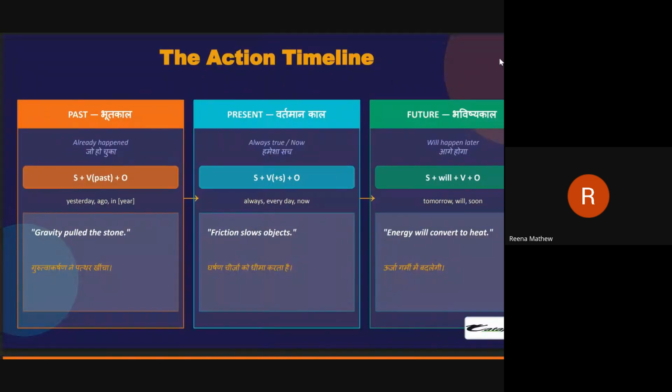Okay, so in this, you say that we have past, present, or future. Past is bhutkal, something that has already happened. Jo ho chuka. Okay, so like when you said, I ate apple yesterday. Okay, that is something that happened in the past.